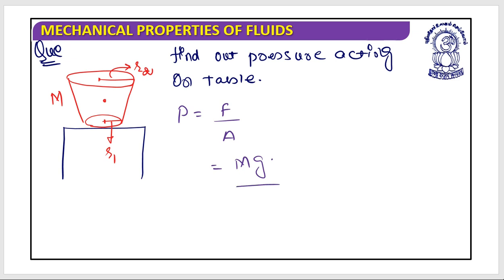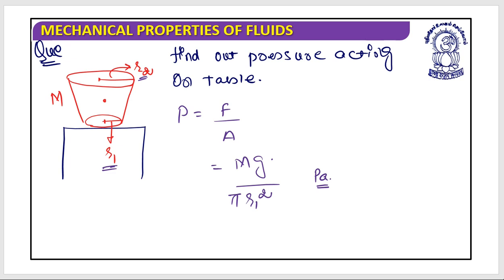Now divide by area. Which area should I take? Should I take pi r1 square or pi r2 square? When this kind of situation occurs, always remember that it is the area in contact. This area is in contact and this is not in contact. So I should take pi r1 square, in Pascal. Have you got this? Do you understand this completely?